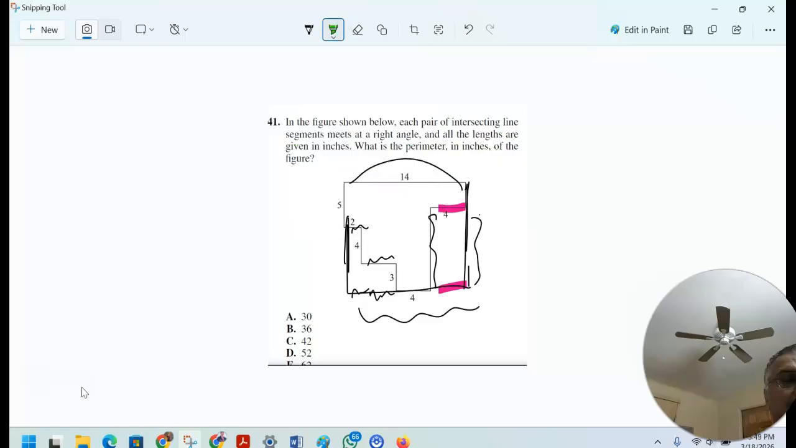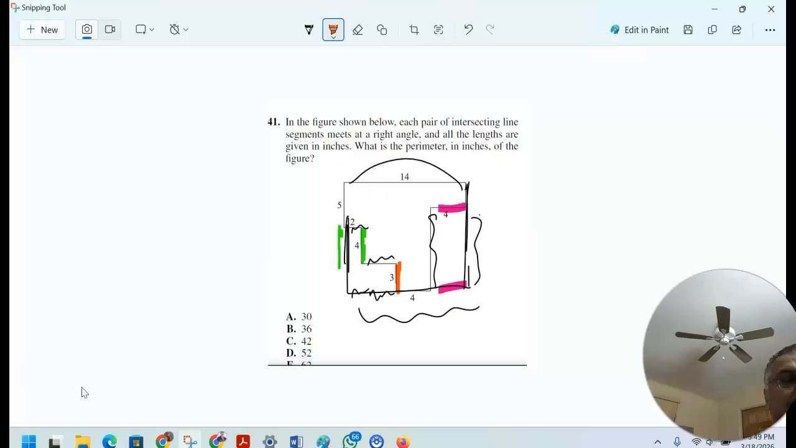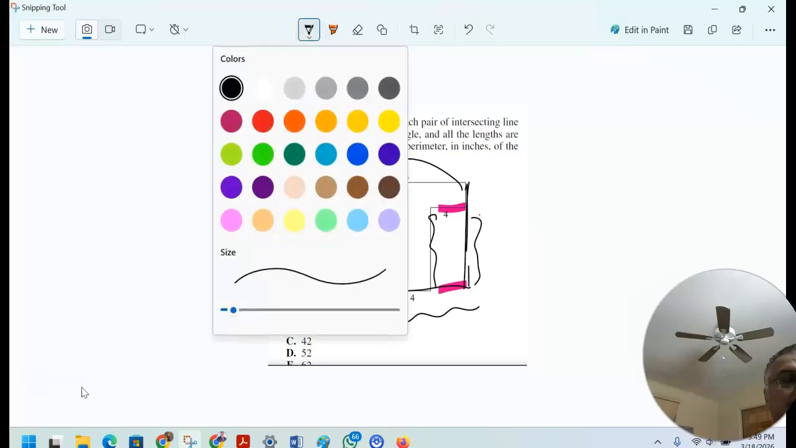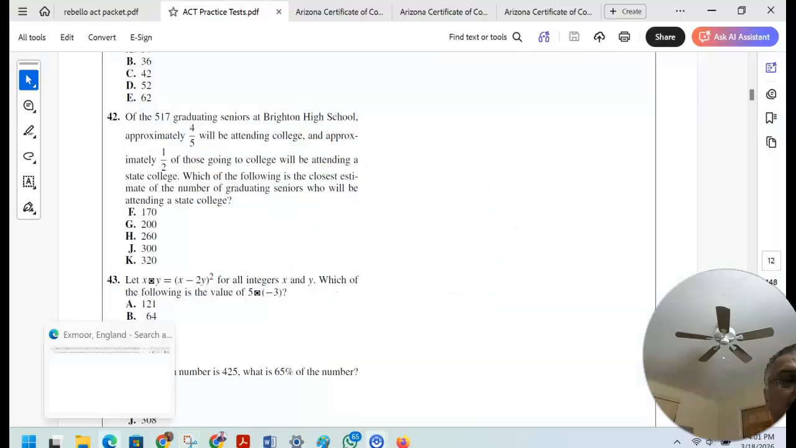And what else did we miss here? This green is here. And this orange 3 is right here. So that way you have those numbers. So this is 5, this is 4, this is 3, everything adds to 12. So if this is 12, this also is 12. And if this is 14, this also is 14. So I hope that makes sense.